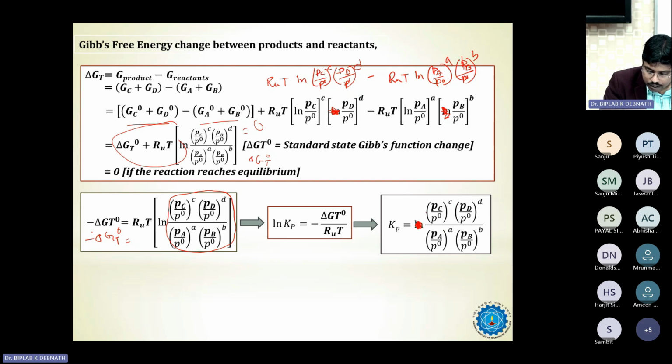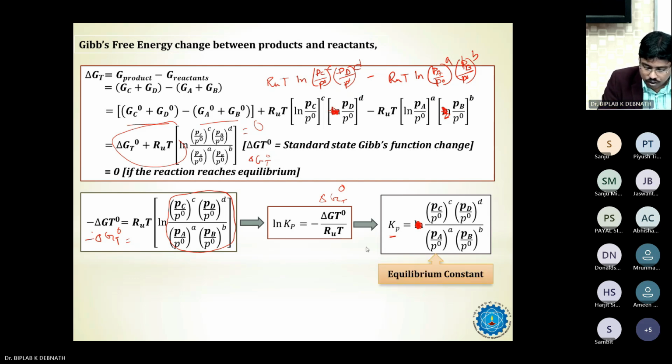So this entire term we consider to be the Kp. So when we put the value of Kp here, we can write ln of Kp is equal to minus delta GT naught divided by RuT. From this we find that this particular Kp is called the equilibrium constant.